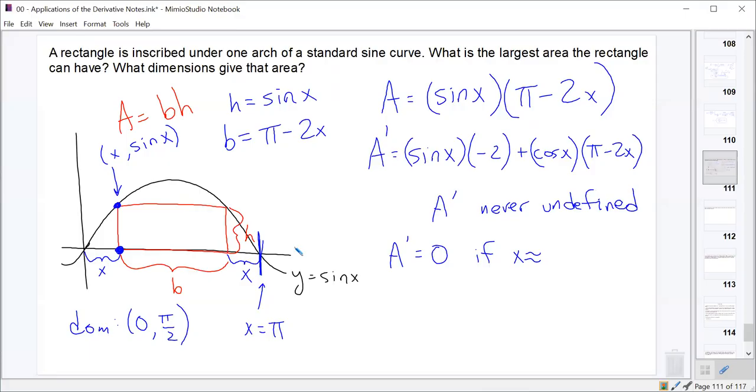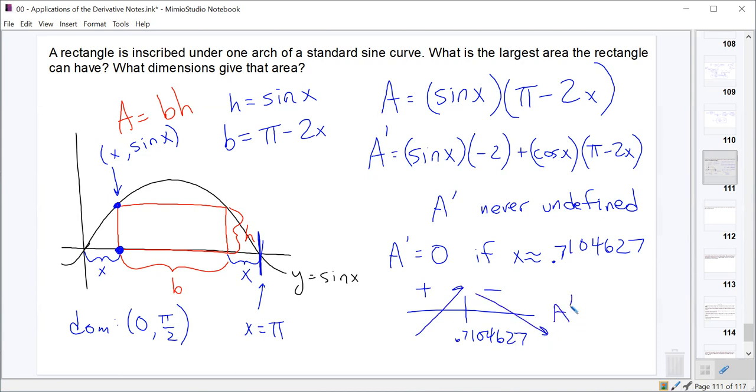Our x value that we got was 0.710462. And our sign chart at 0.710462, we don't actually need to do any calculations because we already saw that on the left it was positive and on the right our derivative was negative. So our function increases and then decreases, telling us that this must be a location where we get the maximum area. And our dimensions and our area are all that's left to find.